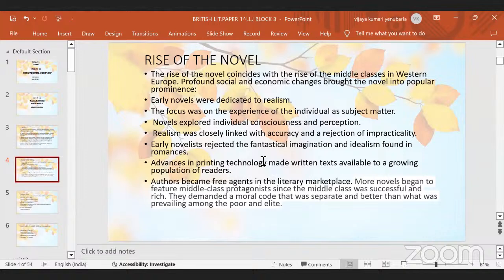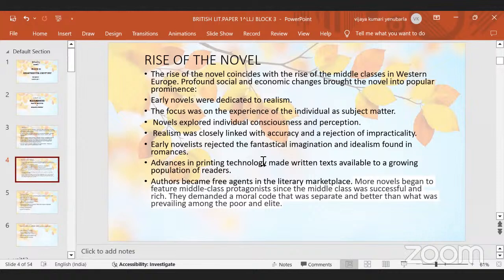Realism was closely linked with accuracy and a rejection of impracticality. So practicality has been encouraged and given importance, rather than impracticality, imagination, and all that. Early novelists rejected the fantastical imagination and idealism found in romances. So novelists rejected them because people rejected them. Obviously the novelist has to write according to the interest and choices of the public. So they started rejecting fantastical imagination and idealism found in romances.